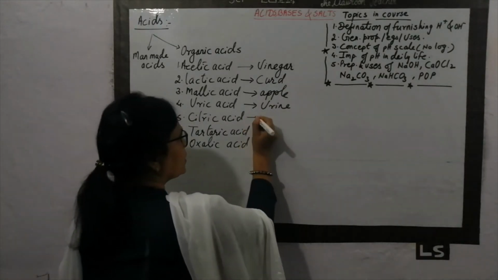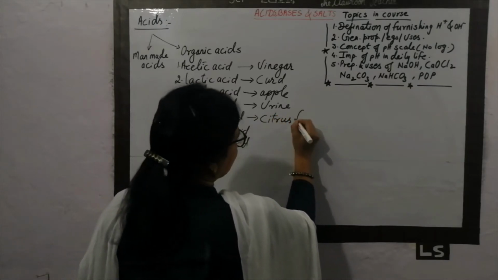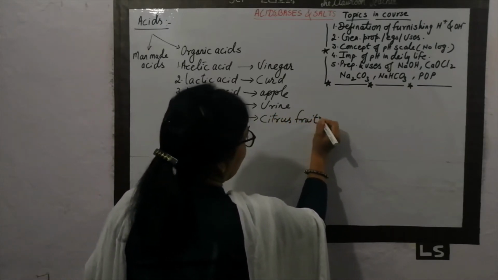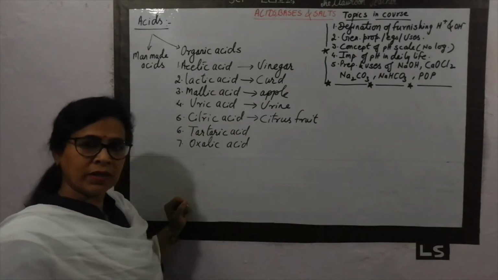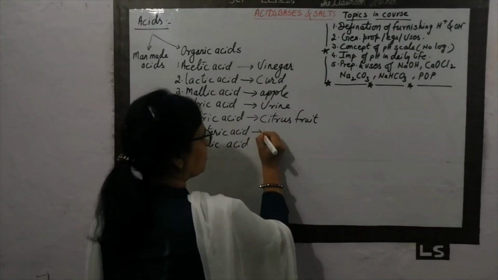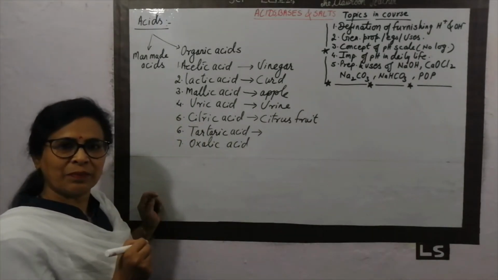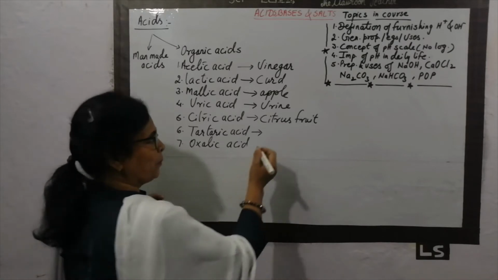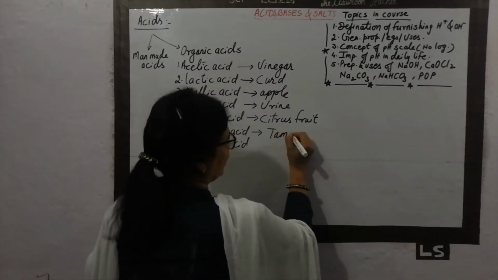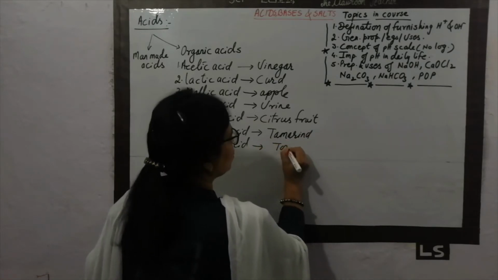Citric acid is in all the citrus fruits. Citrus fruits means orange, lime, lemon. All the citrus fruits contain citric acid. Tartaric acid, you know where it is present? Tamarind, imli. Oxalic acid is present in the tomato.